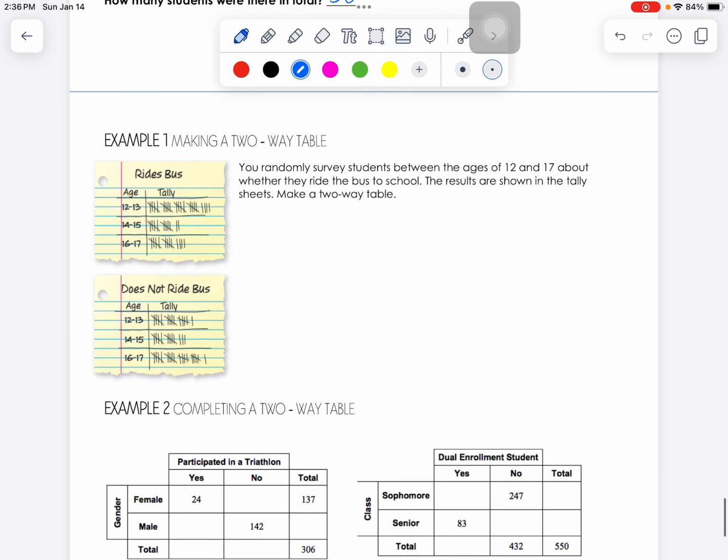All right, in the next example, we are going to make our own two-way table. It says you randomly survey students between the ages of 12 and 17 about whether they ride the bus or not. The results are shown in a tally sheet. Make a two-way table. So we're going to divide this two-way table here. We're going to say rides bus, or does not ride bus.